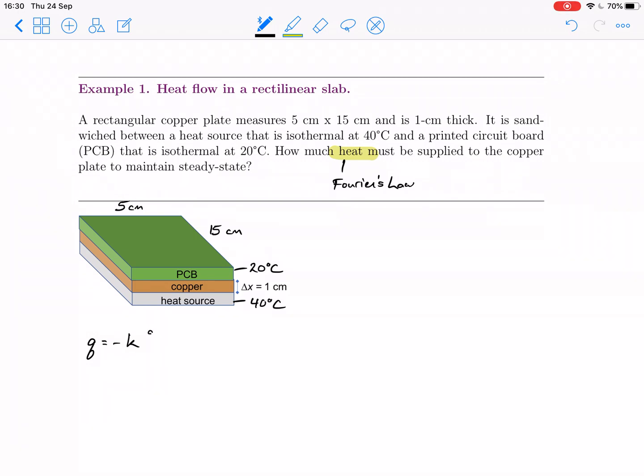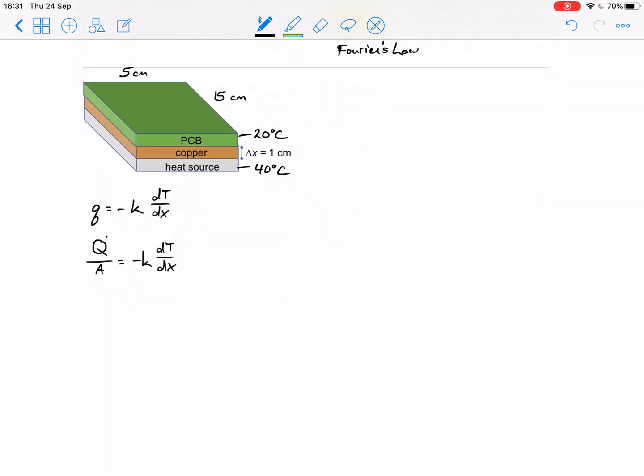It's heat equals negative K dT/dx. And what we want to know is this value Q, or more specifically, rather than heat flux, we want to know heat flow. So that's Q over A. So a quick way we can calculate this is to integrate the equation. So we'll pull our area over to this side.